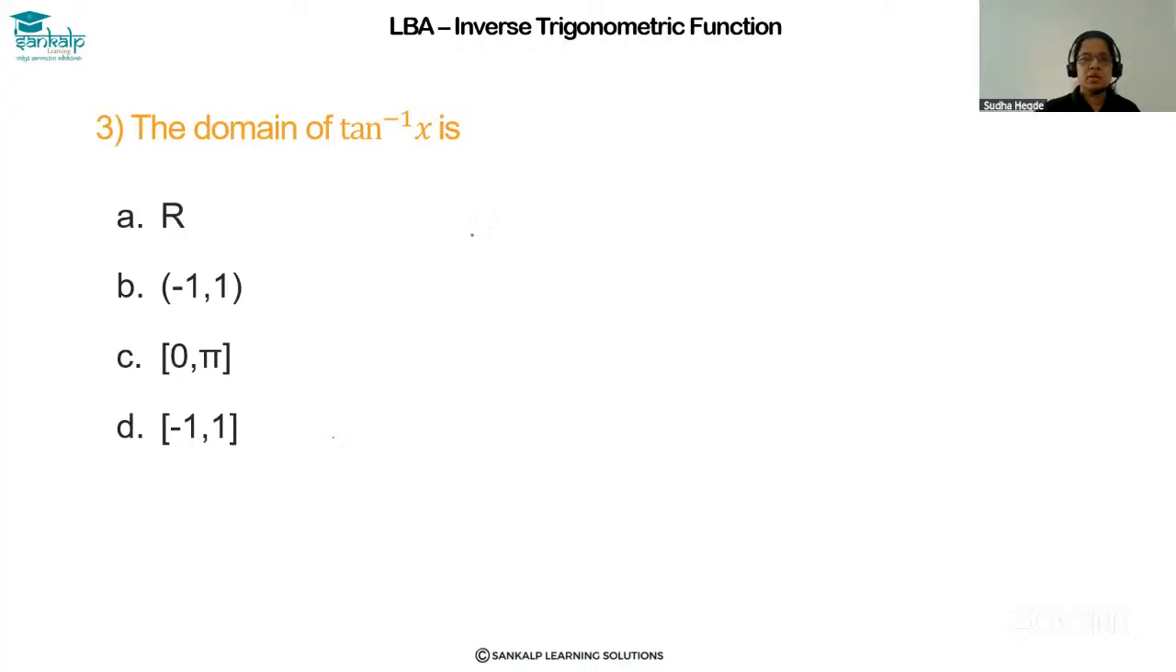Hi students, the question is the domain of tan inverse x. You know tan of x is defined from where to where? It is from open interval minus pi by 2 to pi by 2 to R. Correct? In this domain, tan is bijective.